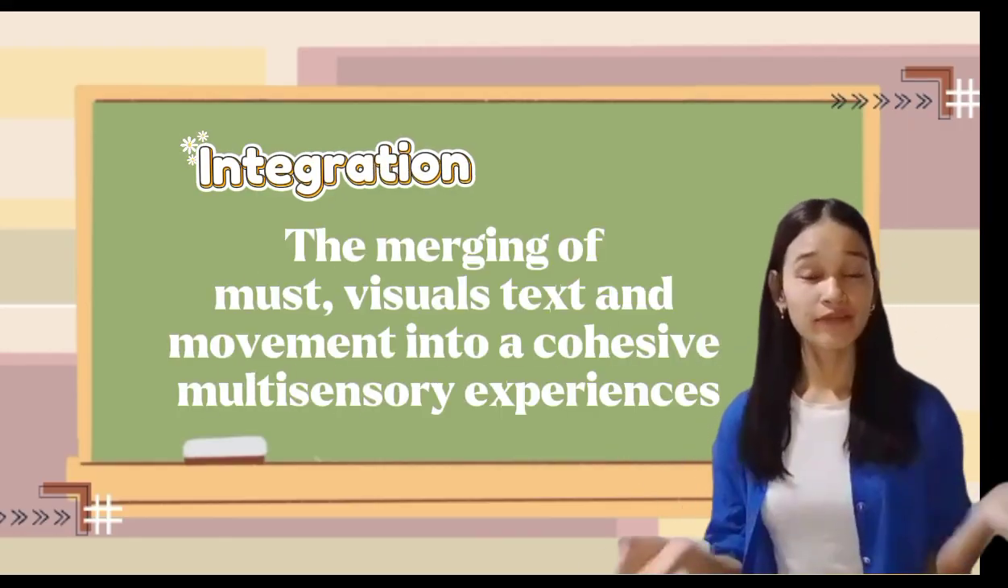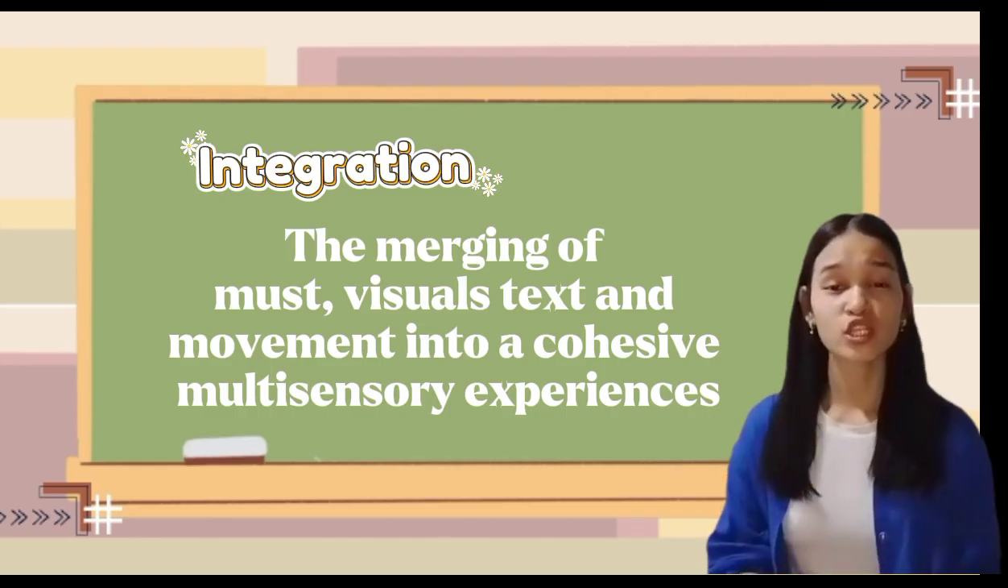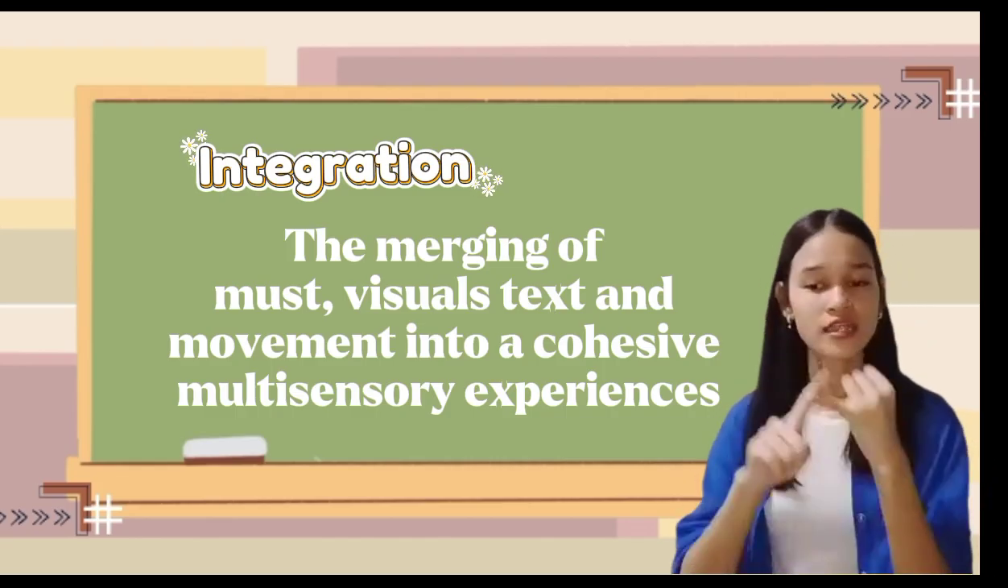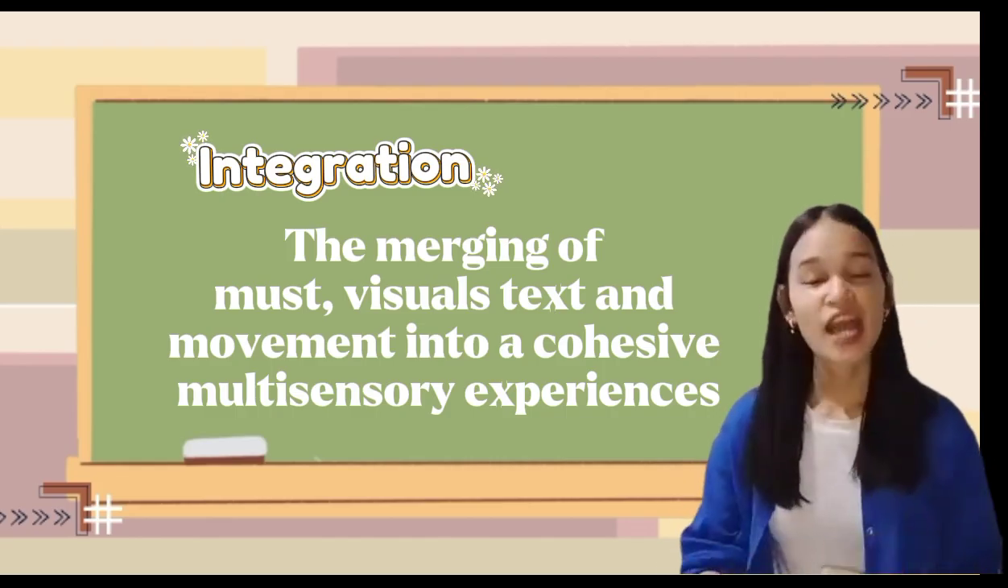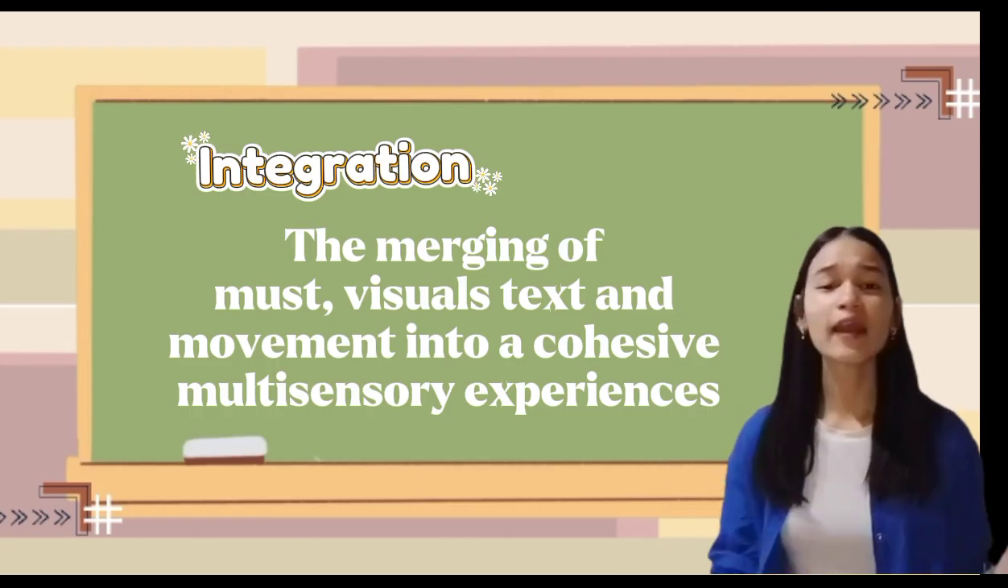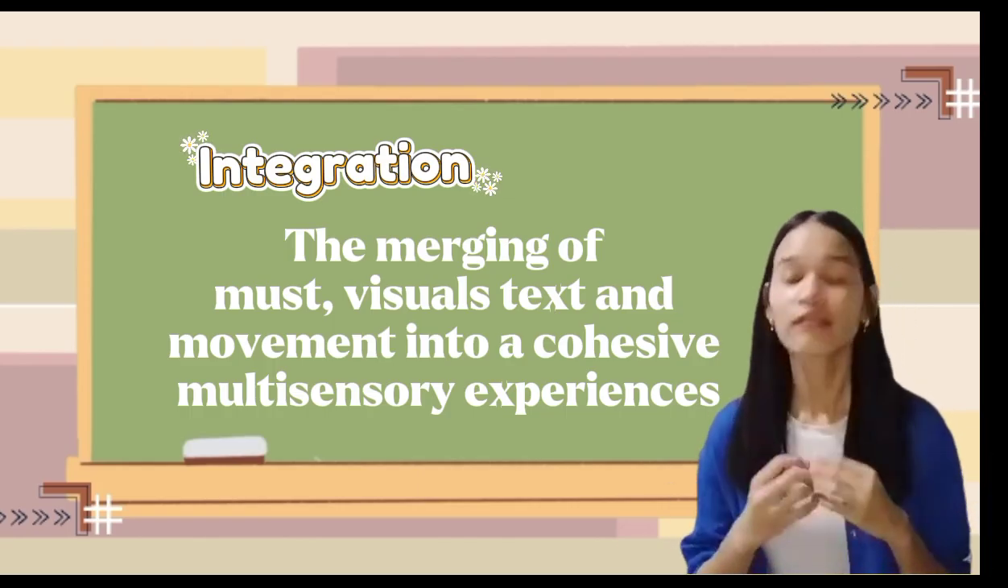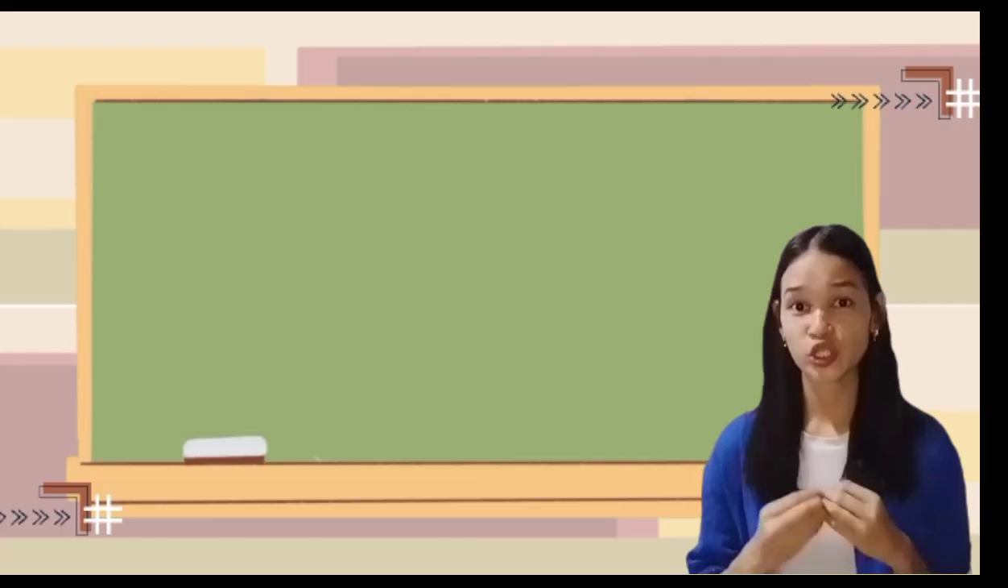Like for example, in a play, just like Frozen, the singing, which is described as the sounds, the movement, which is dancing, and the costume, which is the visual. They are working together to create a wonderful and very beautiful show.